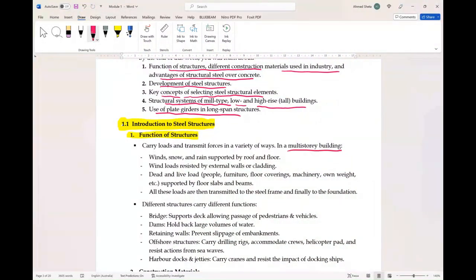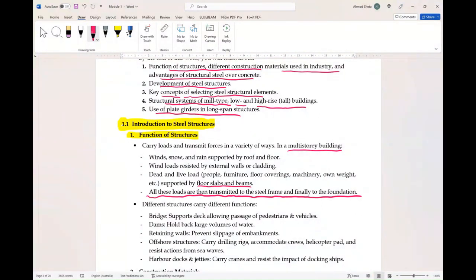Let's say in multi-story buildings, wind, snow, and rain are supported by the roof and floor. Wind loads are resisted by external walls or cladding. Dead and live loads, including people, furniture, floor cover, machinery, and so on, are supported by floor slabs and beams. All these loads are then transmitted to the steel frame, and finally to the foundation.